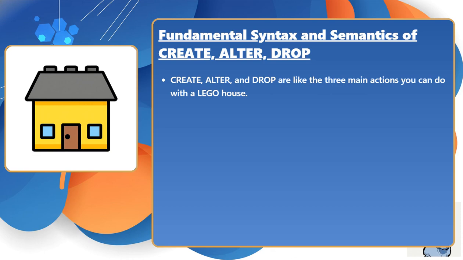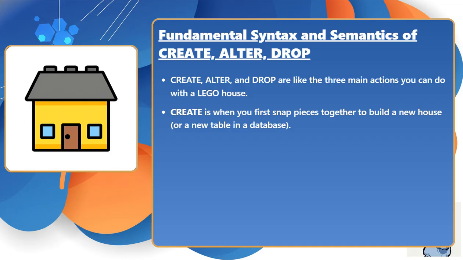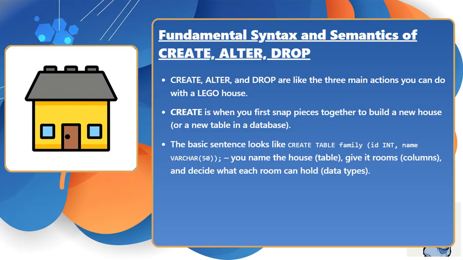Create, alter, and drop are like the three main actions you can do with a Lego house. Create is when you first snap pieces together to build a new house or a new table in a database. The basic sentence looks like: create table family (id int, name varchar(50)). You name the house table, give it rooms (columns), and decide what each room can hold (data types).